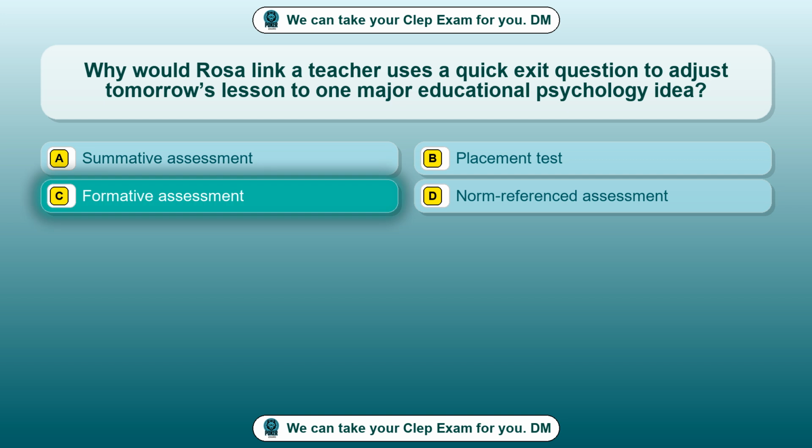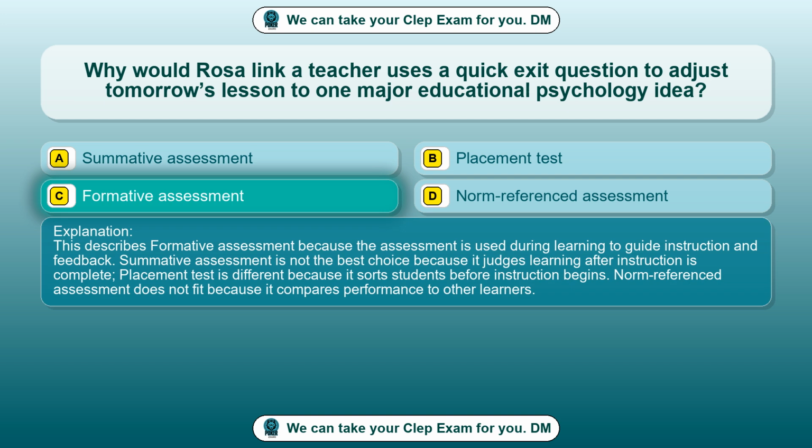Formative assessment. This describes formative assessment because the assessment is used during learning to guide instruction and feedback. Summative assessment is not the best choice because it judges learning after instruction is complete. Placement test is different because it sorts students before instruction begins. Norm-referenced assessment does not fit because it compares performance to other learners.